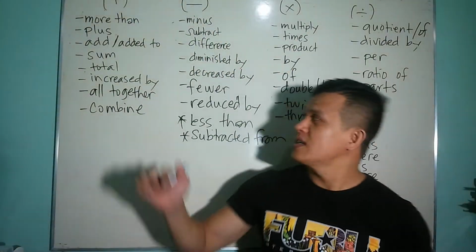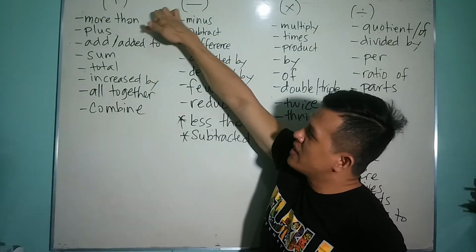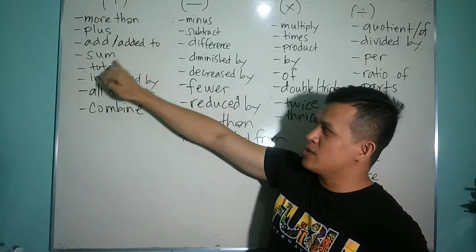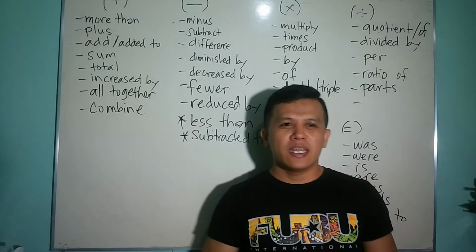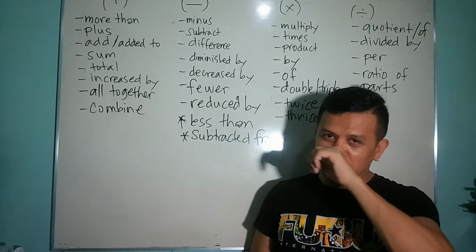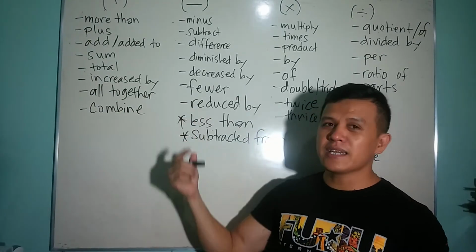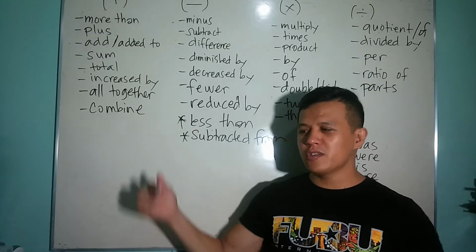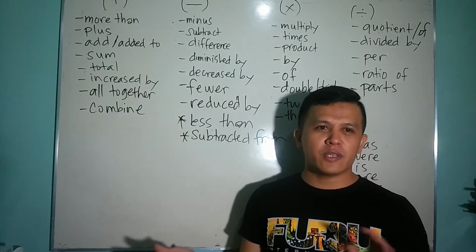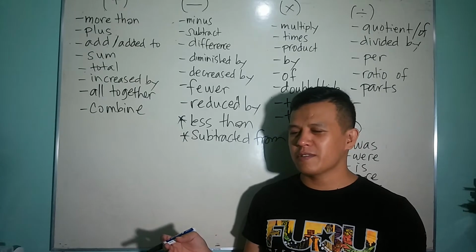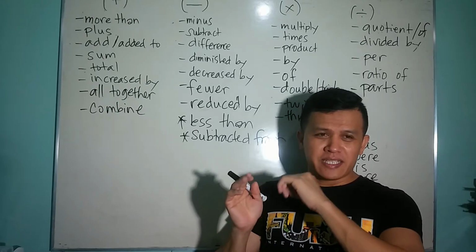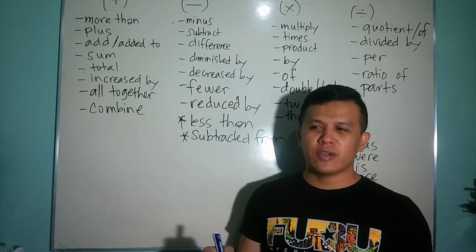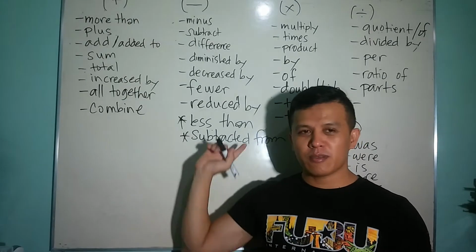Plus will always have more than, plus, add, and or added to, sum, total, increased by, altogether, and combine. Now, this is the basics for translation. When you're going to solve word problems, you must know all these basics, because if you don't know, this would be very dangerous. When I say basic, this is like the foundation. You cannot solve any word problems without knowing this stuff.